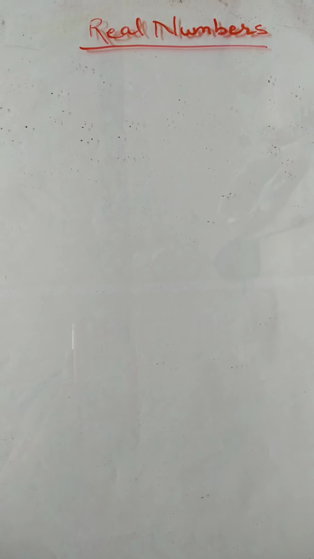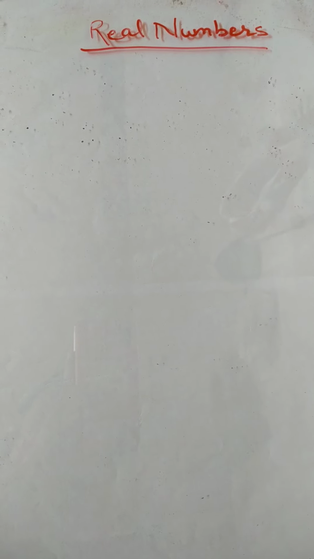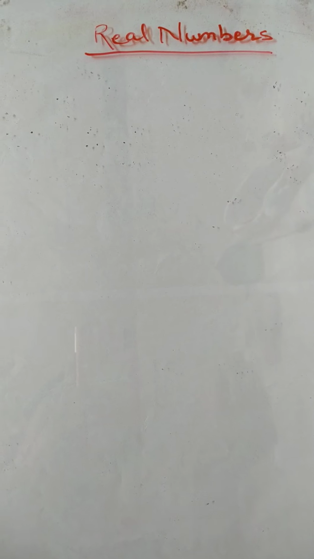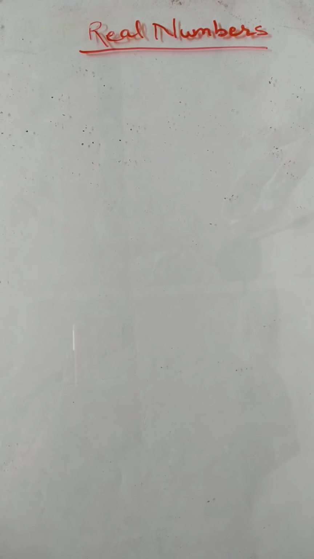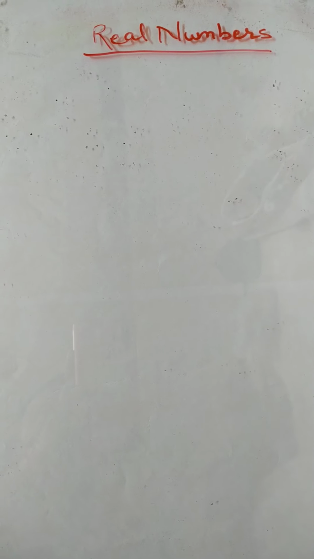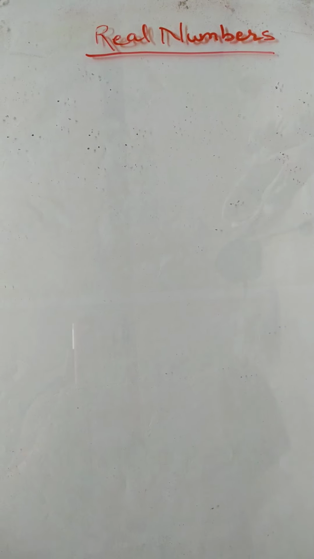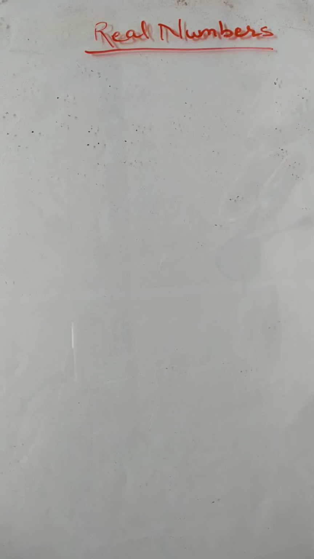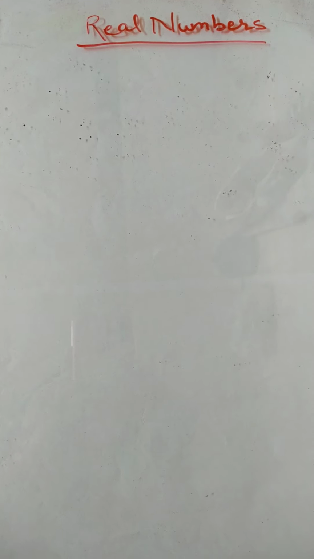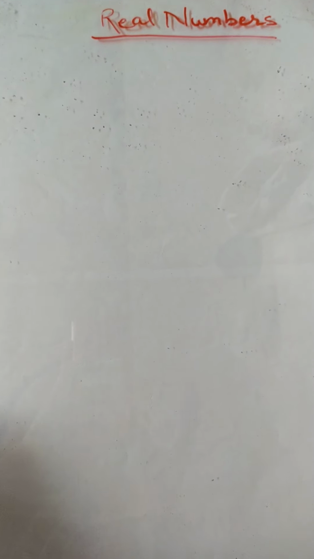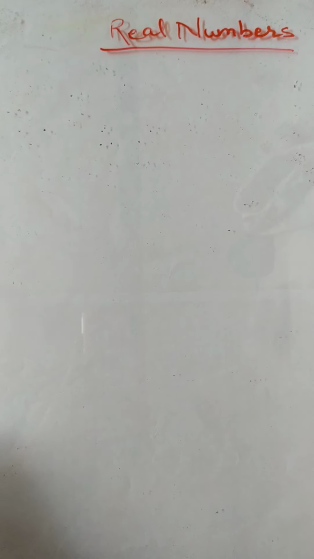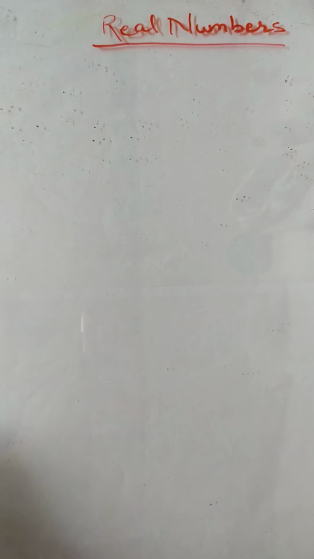In our previous classes, we learned how to represent a natural number, whole number, integer, rational number as well as irrational number on a number line. That means all the numbers can be represented on a number line and all these numbers are real numbers. In the whole chapter, we study real numbers.